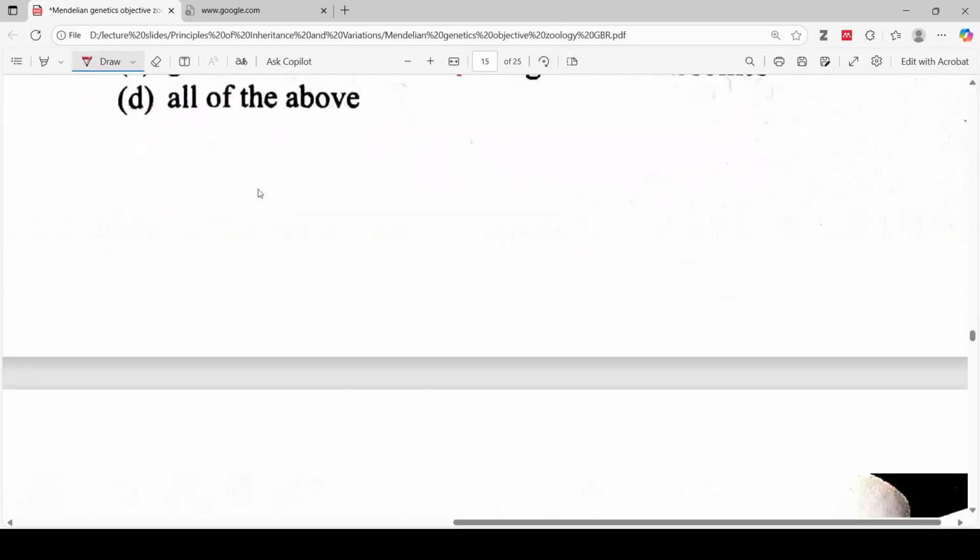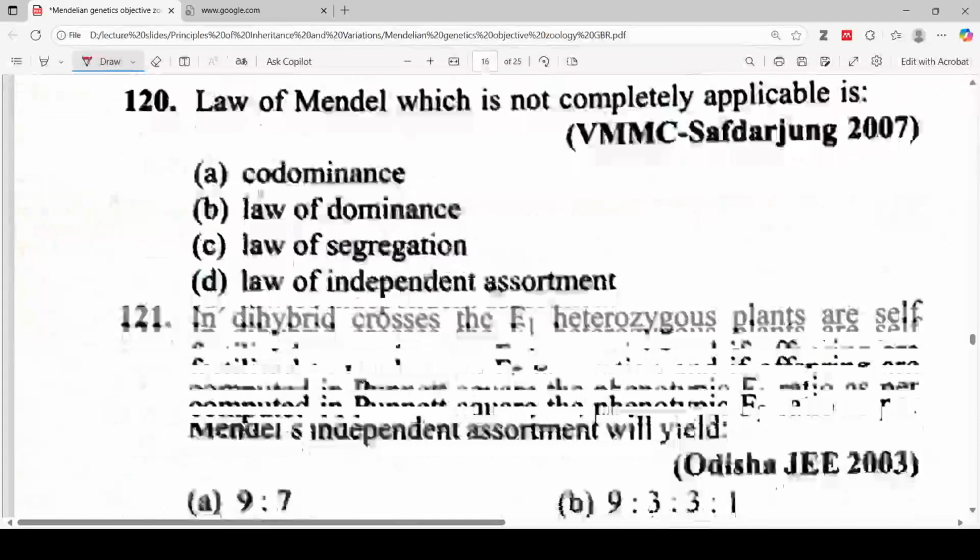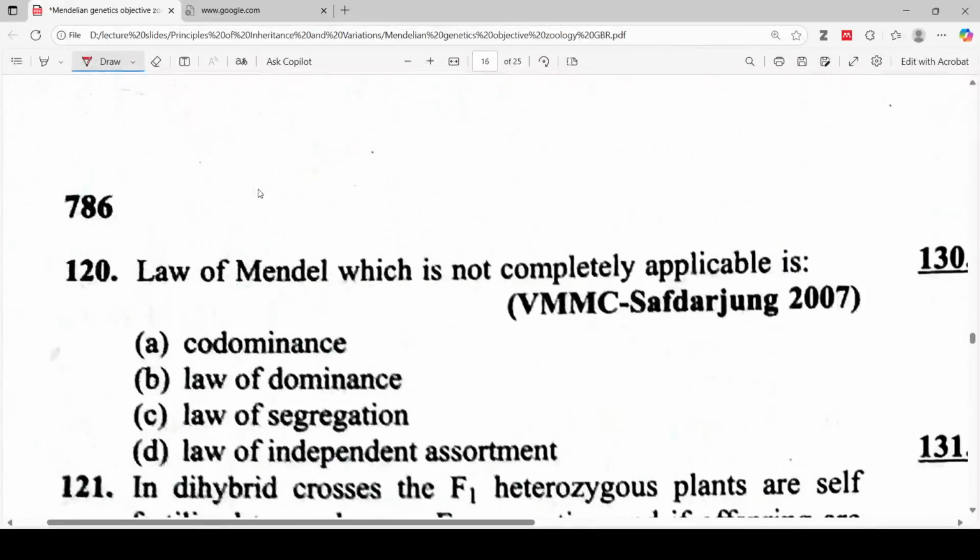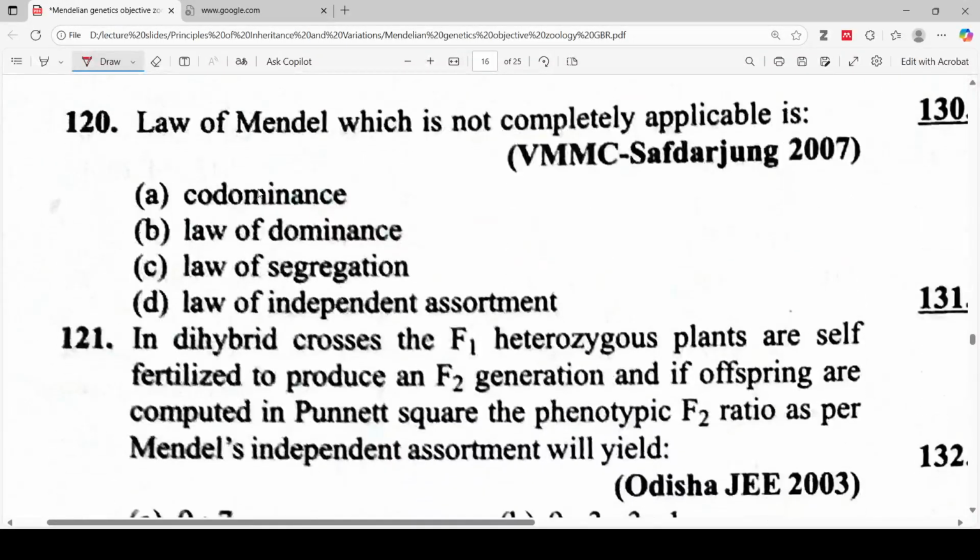Next question, the law of Mendel which is not completely applicable is codominance, law of dominance, law of segregation, law of independent assortment. So the correct answer will be option D.